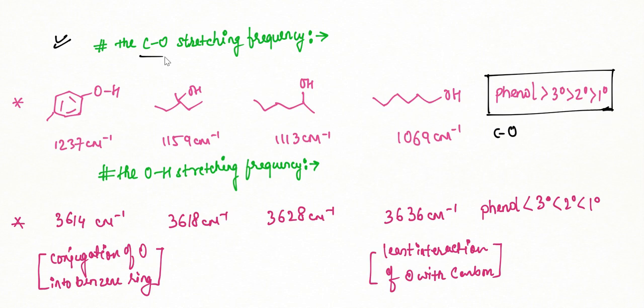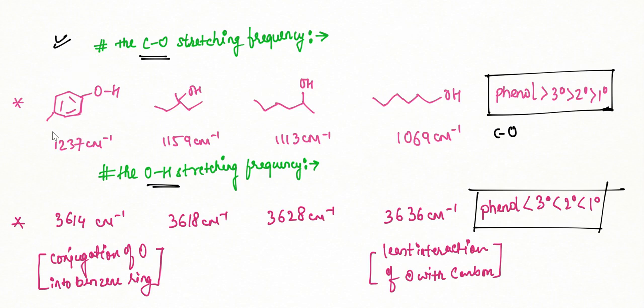So here we are talking about the carbon-oxygen stretching frequency. Okay, similarly if we consider the oxygen-hydrogen stretching frequency, what is the order? It is just opposite. So for phenol it is going to be less than 3 degree alcohol, which is going to be less than 2 degree alcohol, which is going to be less than 1 degree alcohol. So the order is directly opposite.